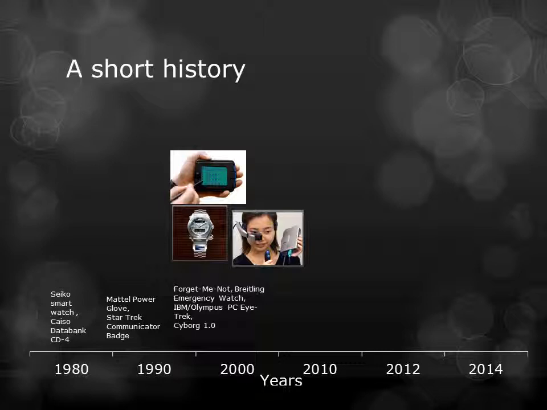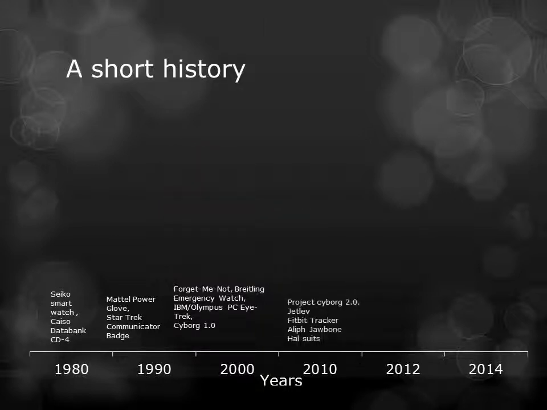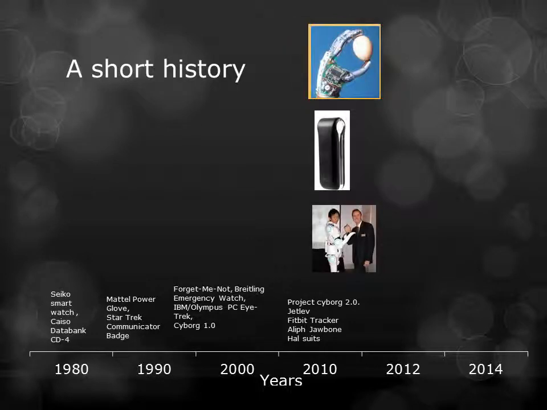Followed by this, we had the first cyborg device being emulated in this period. Then we moved on to the 2000 to 2010 era, where we had Project Cyborg 2, which was successful. It was a neuron hand emulator, where neuron impulses were picked up on and used to move different objects.